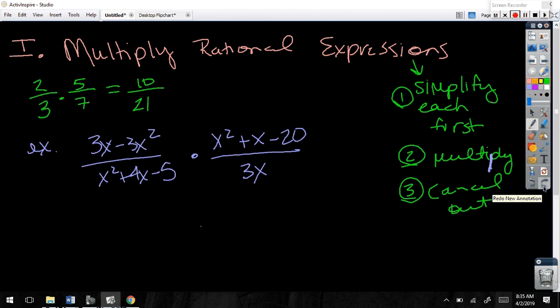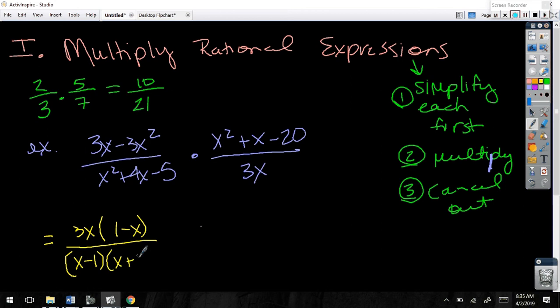All right, so up top, I'm going to take out what first? Leaves me with 1 and x. On the bottom, can it factor? Yes, how does it factor? x minus 4. Remember, it's got to multiply to -5, but add to +4.